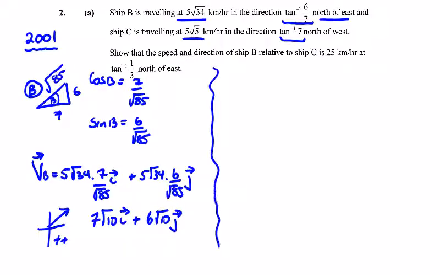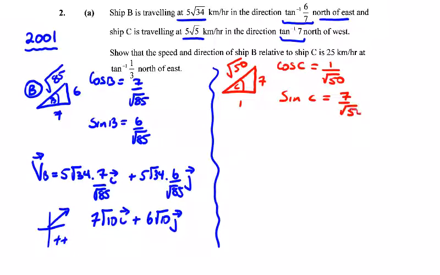Let's have a look at what's going on with C. C, we have the inverse tan of 7. Call it the angle C, 7 over 1, so root 50, 49 and 1. So the cos of C is equal to 1 over root 50, and the sine of C is equal to 7 over root 50. So the velocity of C is 5 root 5 by the cos of the angle, 1 over root 50 in the i direction.